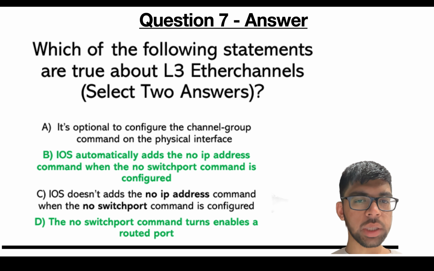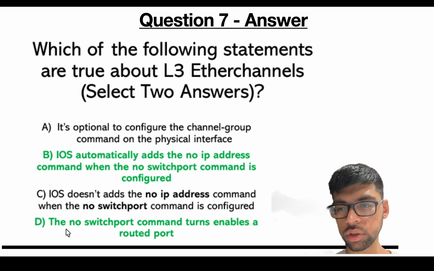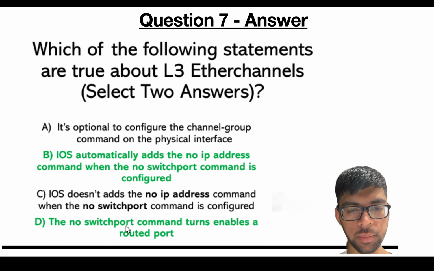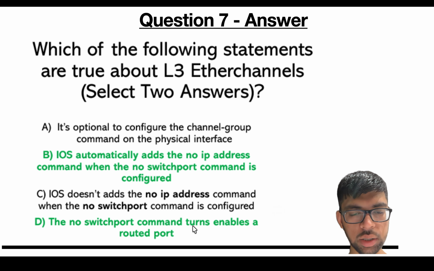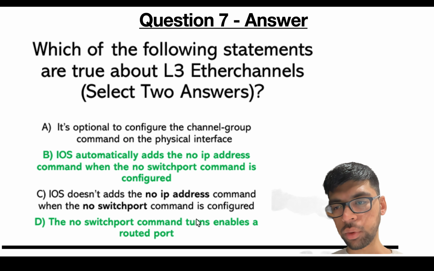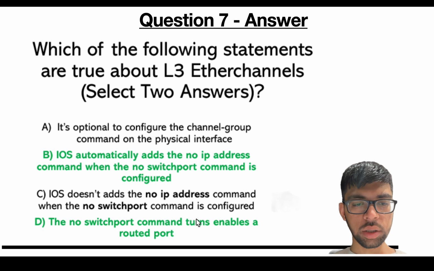So IOS automatically adds the no IP address command when the no switchport command is configured. But the other part of the puzzle, so you need to remember the two answers. The no switchport command, okay, that enables a routed port. Sorry, that does not make sense, that wasn't really worded well. The no switchport command enables a routed port. Okay, so that's the other thing that we need to remember.